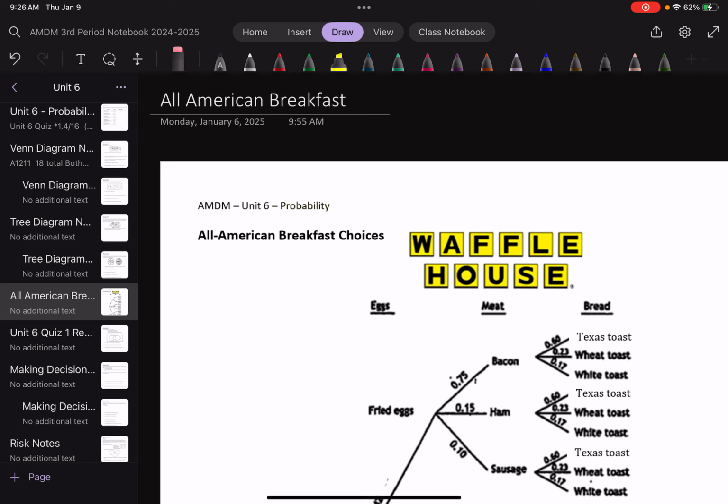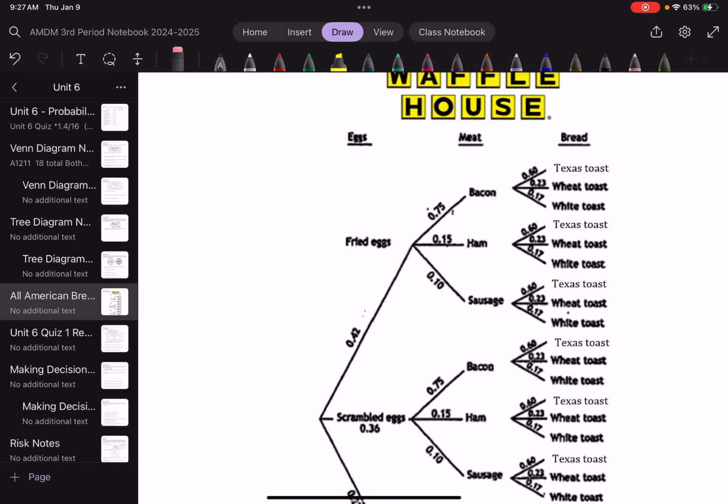We're looking at probability this unit. Just to refresh your mind, we've been looking at Venn diagrams, and last lesson we learned about tree diagrams. Each of these tree diagrams was unweighted, so we would compare things. If you had 3 options, each option was weighed 1/3. If you had 4 options, each was weighed 1/4, and so on. Today we're going to look at the All-American breakfast choices for Waffle House to look at weighted options, so a tree diagram but weighting my options.